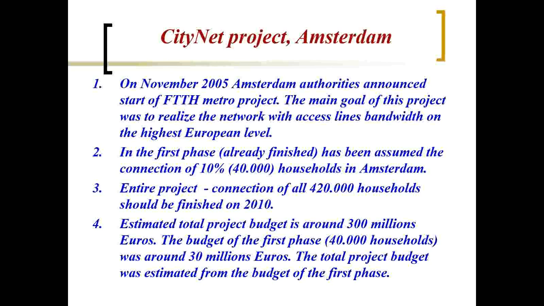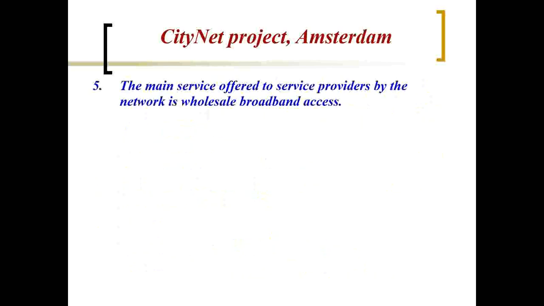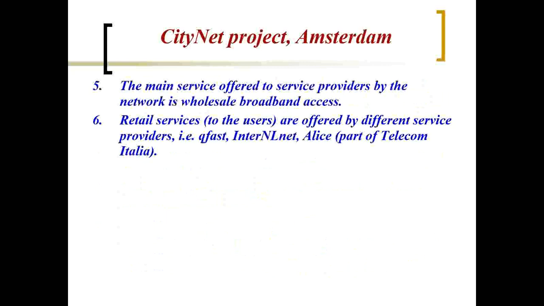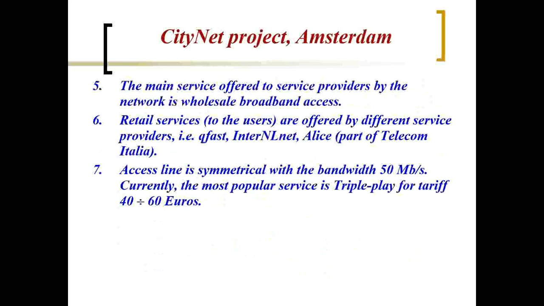The estimated total project budget was around 300 million euros. The budget of the first phase, which was these 40,000 households, was estimated at around 40 million euros, and the total project budget was estimated from the budget of the first phase. The main service offered to service providers by the network is just a wholesale of broadband access. The retail services are offered by the different service providers. So we have on the market QFast, InterN, NLNet, Elis, which is part of Telecom Italia.